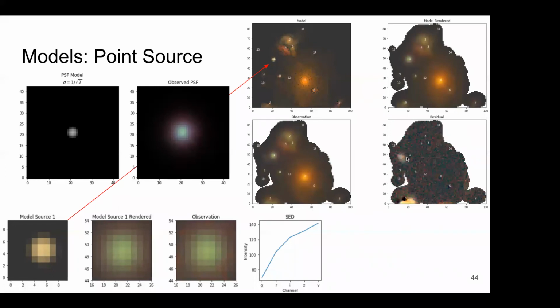But now, unlike the current Deblender, we can actually see that there's an undetected source that was right next to it. And so if we went back and ran detection on these residuals, we could model this source and go back and go through this procedure again.